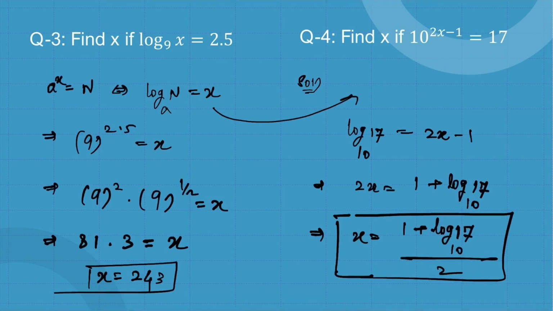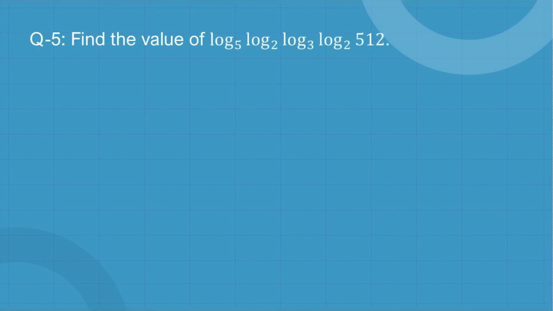So I think till now you understand every concept of the logarithm, that is how we are applying the concept of logarithm to find such values. So the next question is, we have to find the value of log base 5 of log base 2 of log base 3 of log base 2 of 512.